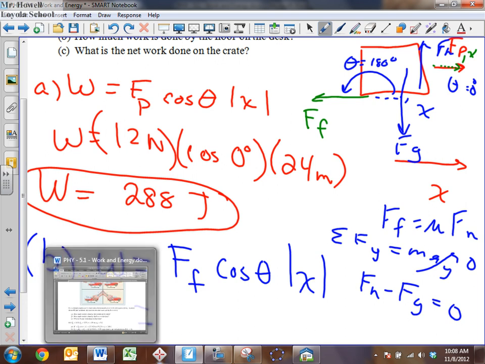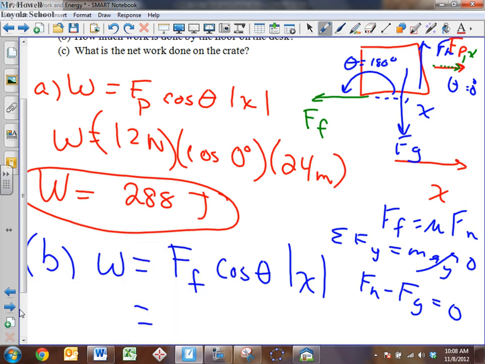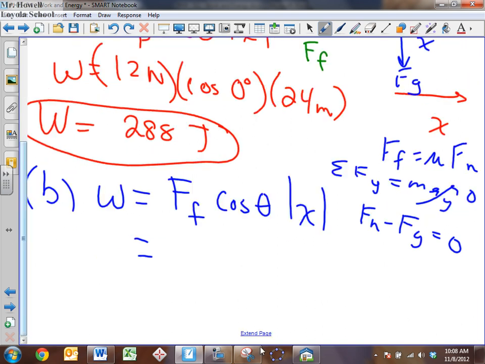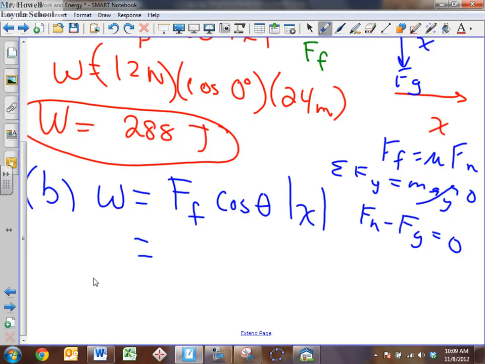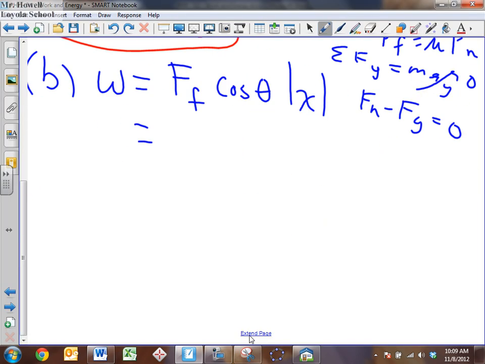Yeah, just move it over to the other side. So by doing so, if I move Fg over to the other side, I get Fn equals Fg. If I move Fg over by adding, I get Fn is equal to Fg.